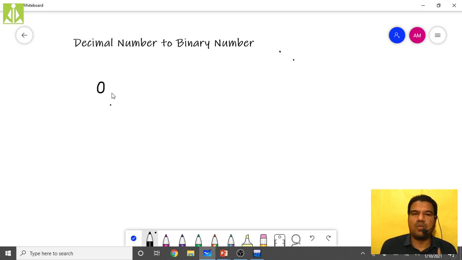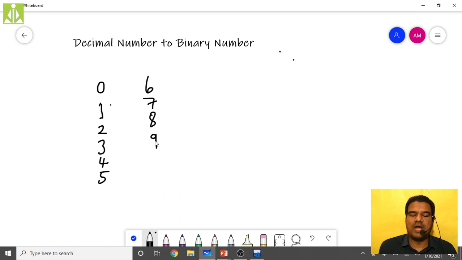So to indicate 1 as count, 1 as number, what do we do? We write 1. To represent 2 count, we are using 2. To represent 3, 3. Likewise 4, then we have 5. Single digits we have. Then we have 6, 7, 8, 9. Up to 9 single digits we have.